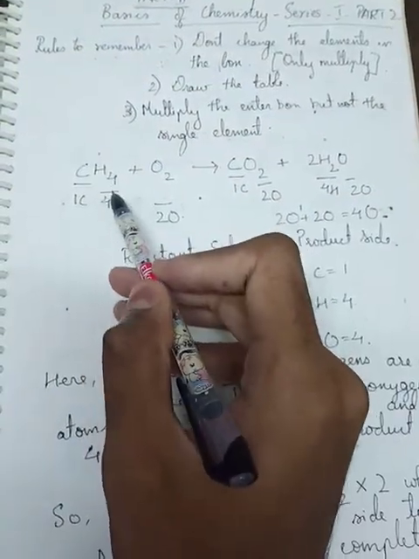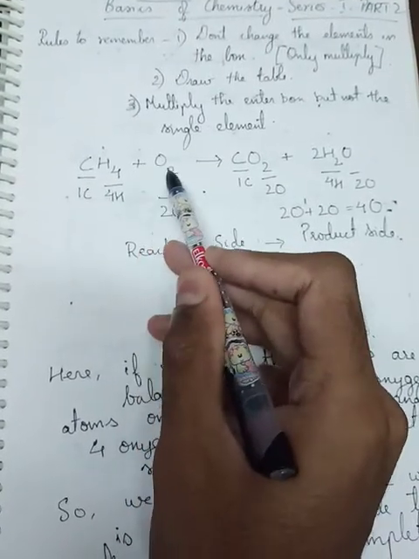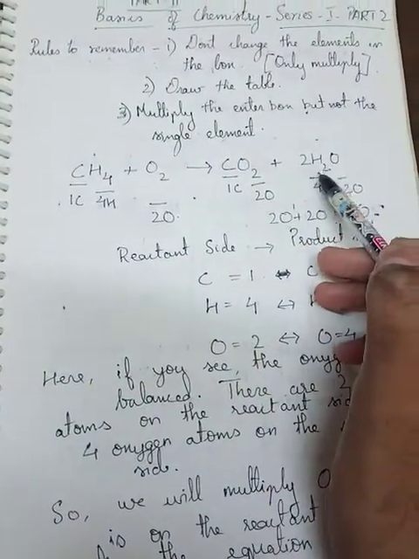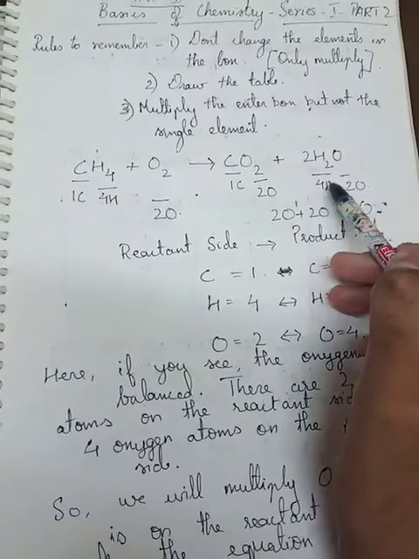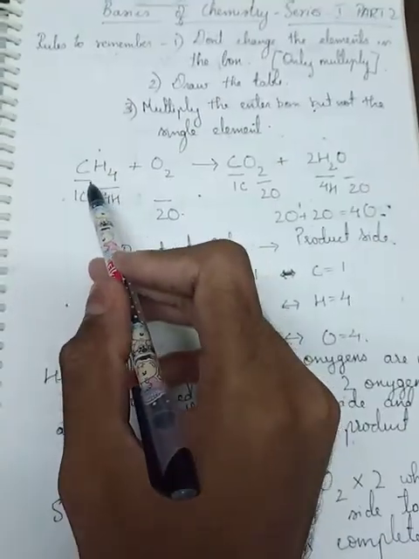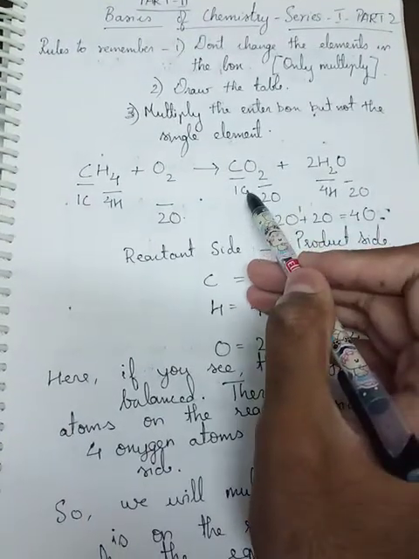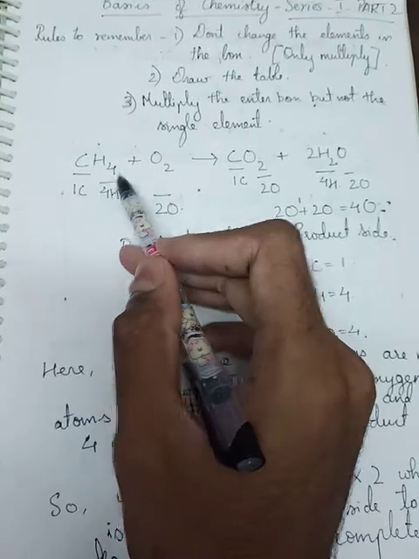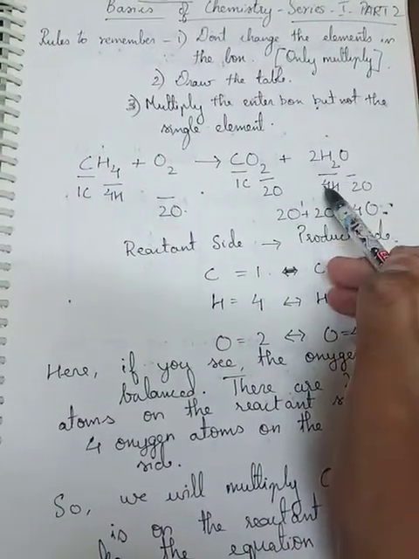So CH4, this is the left side of the arrow, as I told you in the previous video, is the reactant side, and the right side of the arrow is the product side. So two reactants gave rise to two products. On the reactant side, there is one carbon, and on the product side also we have one carbon. On the reactant side, there are 4 hydrogens, and also on the product side 2 of H2, 2 into 2, 4 hydrogens.